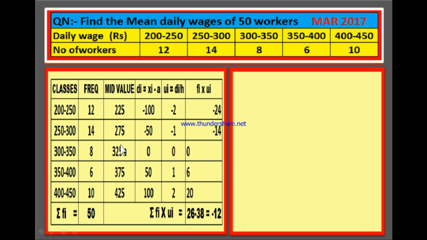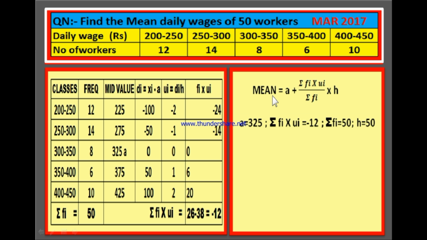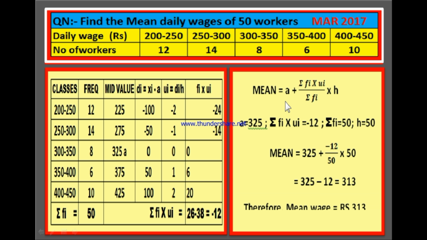We got sigma fi is 50 and sigma fi ui is minus 12, and a, the assumed mean, is 325. Now let us go to the calculation part. In order to write the calculation part, first of all write the formula to find arithmetic mean. AM or mean is equal to a plus sigma fi ui by sigma fi into h. This formula is to be applied when you use step deviation method. This is the formula to find arithmetic mean using step deviation method.